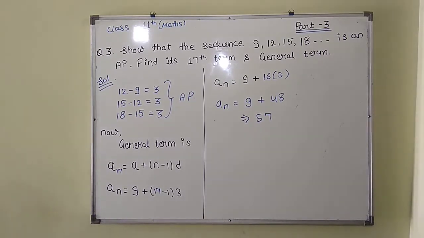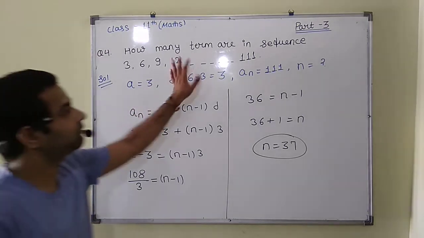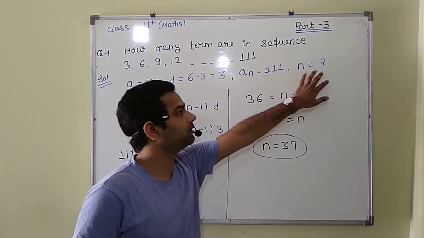Now next question. Question number 4. How many terms are in the sequence 3, 6, 9, 12 up to 111? So in this question we have to find the value of n. How many terms? So we have to find the value of n.